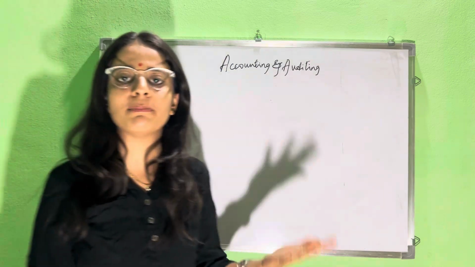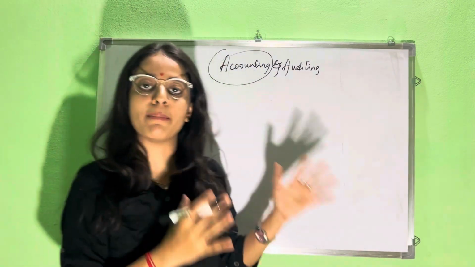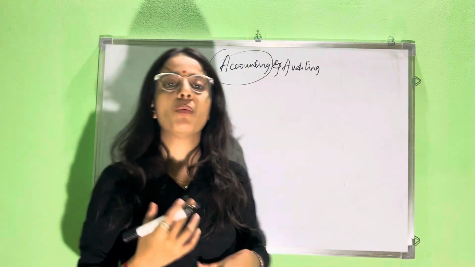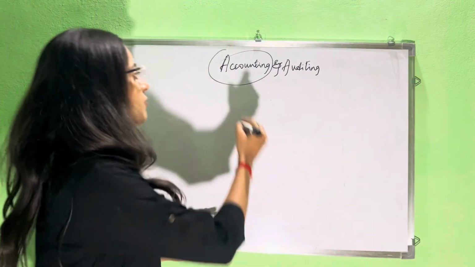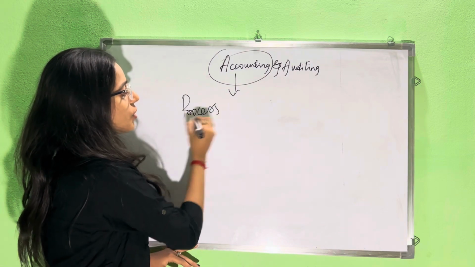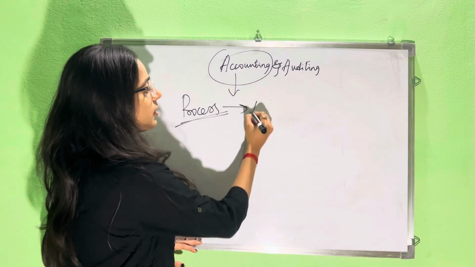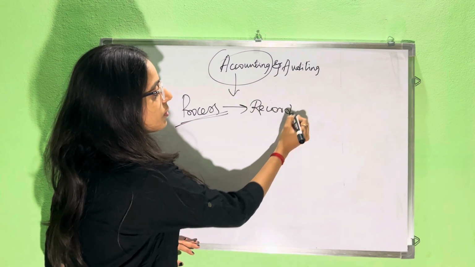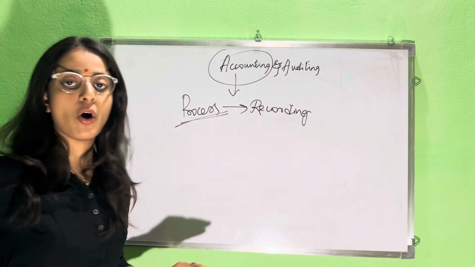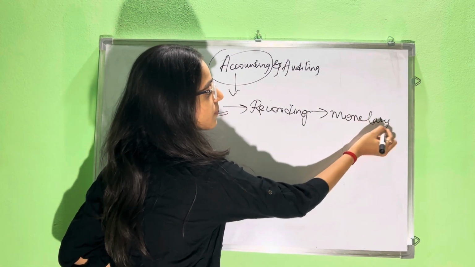So, what do you mean by accounting? The very first term that we will be looking into in this chapter is accounting, and then we will jump on to what is auditing. Now, first of all, what is accounting? Accounting is nothing but a process, a detailed process. A process of what? Recording the monetary transactions.